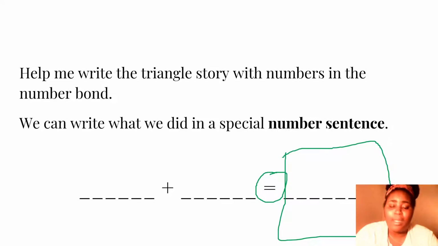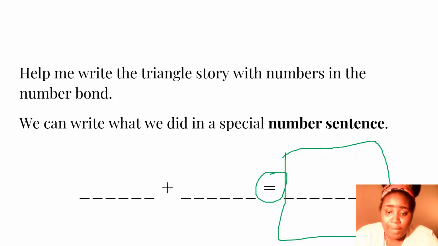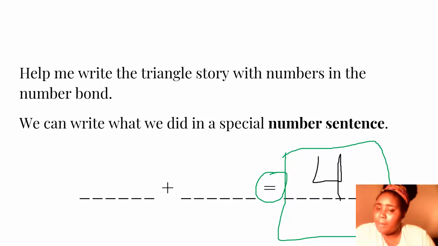So remember, how many did we have in our whole? I remember we had 2 red and 2 blue. So let me see, 2 red and 2 blue. 1, 2, 3, 4. Oh, 4. We had 4 all together. So I'm going to write a 4. These 2 lines are like our part bubbles.